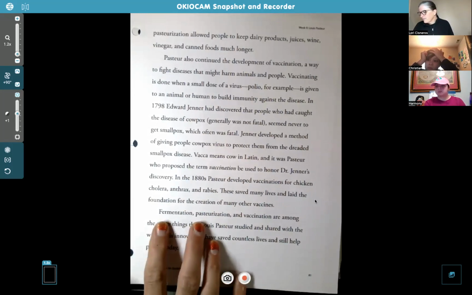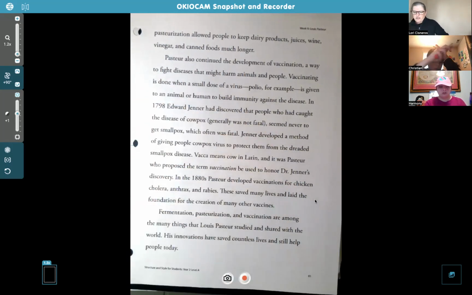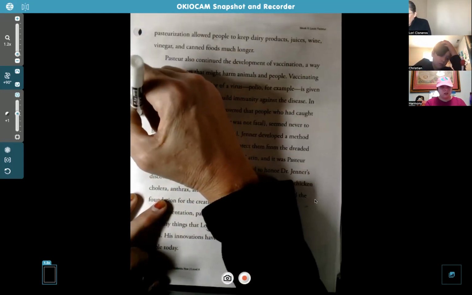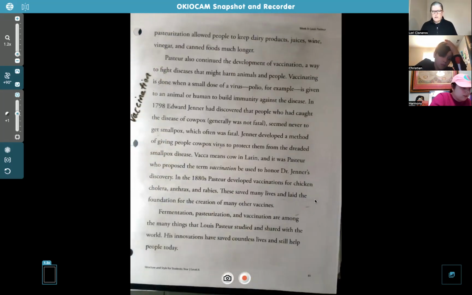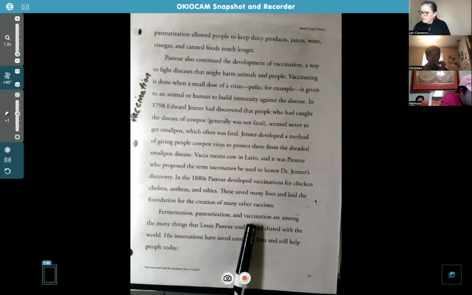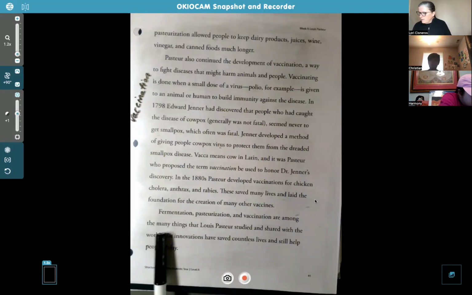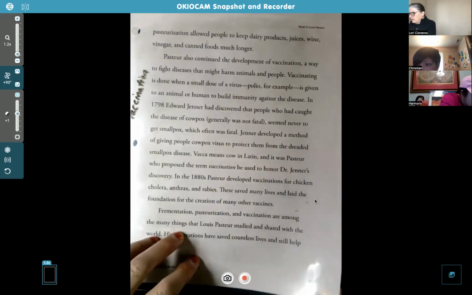So, okay, I'm going to keep going. In the margin, go ahead and write vaccination. That's what this paragraph is mostly about, vaccination. And then down here: fermentation, pasteurization, and vaccination, they're all shun words, are among the many things that Louis Pasteur studied and shared with the world. His innovations have saved countless lives and still help people today.